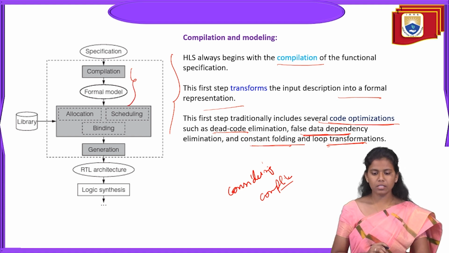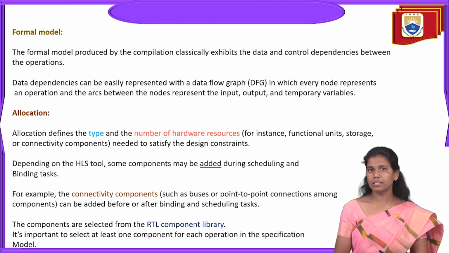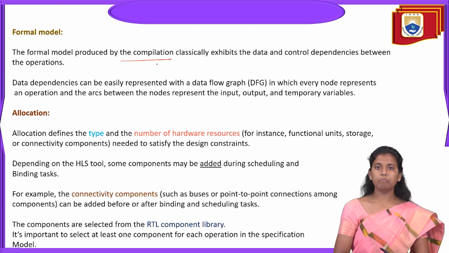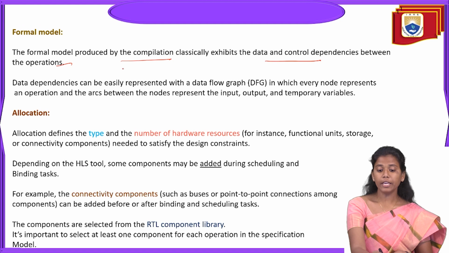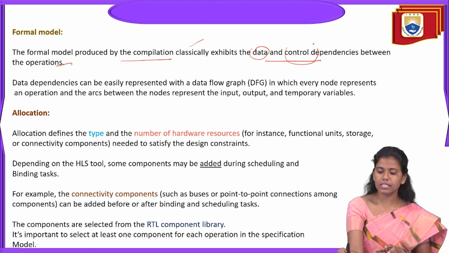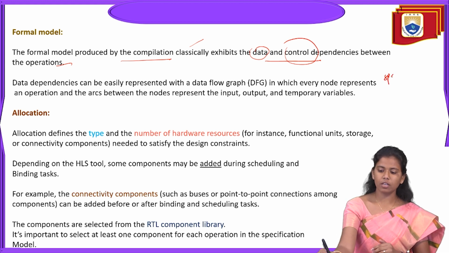After this, we go to the formal model. So what is this formal model? The formal model is produced by the compilation, and classically it exhibits the data and control dependencies between the operations. So the first one is the specification, the second is the compilation, and the third is the formal model.